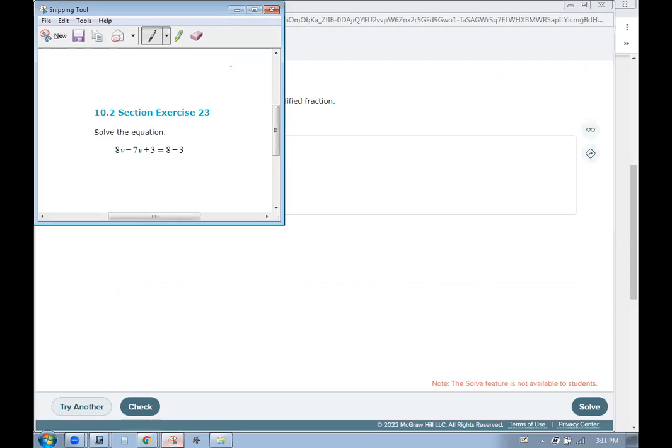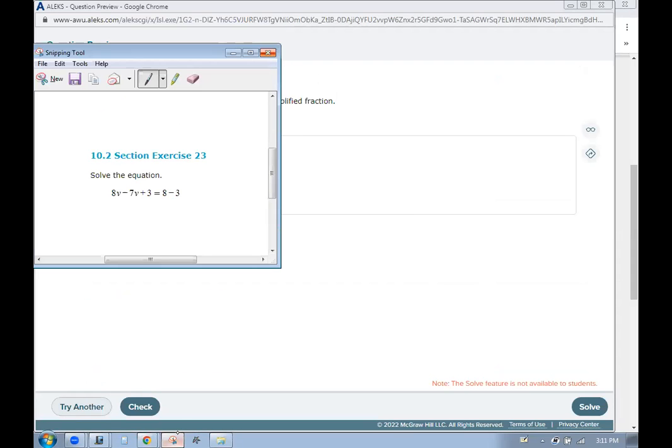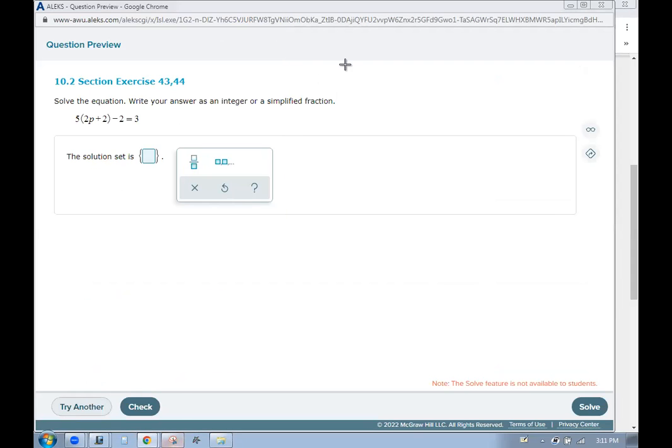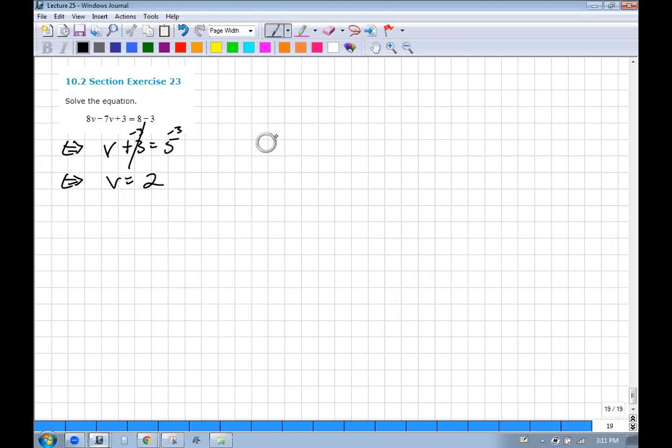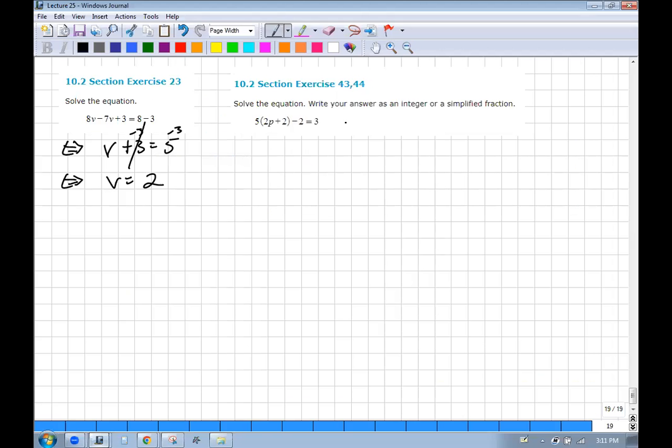Now this one at least has some parentheses in it. All right. The goal is to get all the p's together. And there's only a single p here. So how do we get to that? All right. Well, we could get rid of these parentheses. If I distribute the 5, I would get 10p plus 10. And I have a minus 2 equals 3.